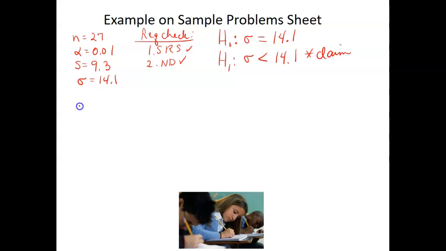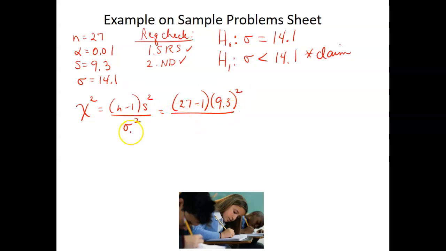So we're ready to calculate our test statistic. We're going to have chi-squared is n minus 1 times s squared over sigma squared. So n is 27. S we were told is 9.3. And sigma is 14.1. Okay, so if we put that in, we'll have 11.311.